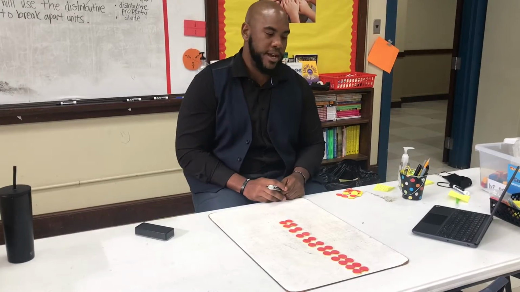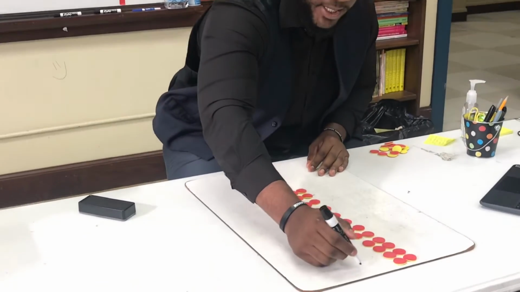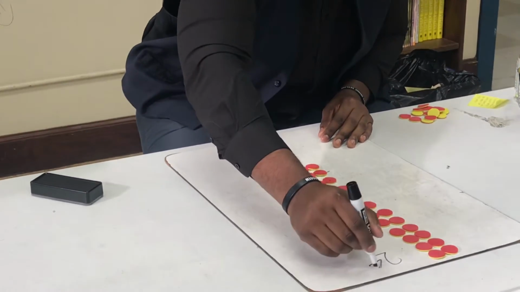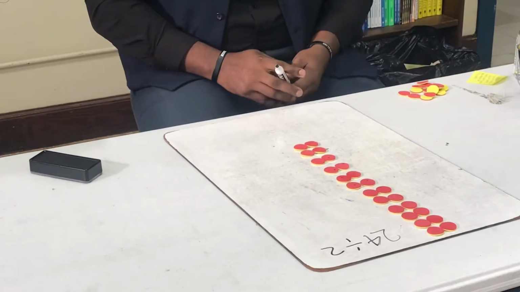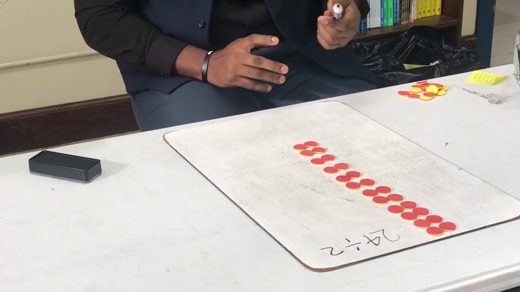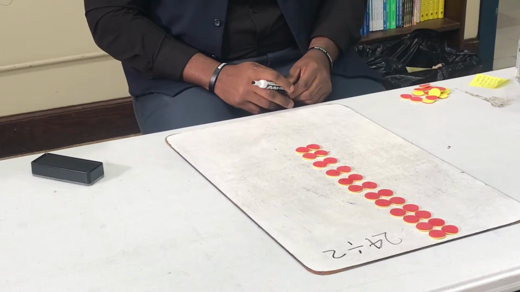Alright, let's dive into our distributive property problem. As you can see on our board, we have an array of 12 by 2. Now we're going to write a division problem to represent our array. Our division problem is 24 divided by 2, because we have 24 red dots overall, and they're in rows of 2.